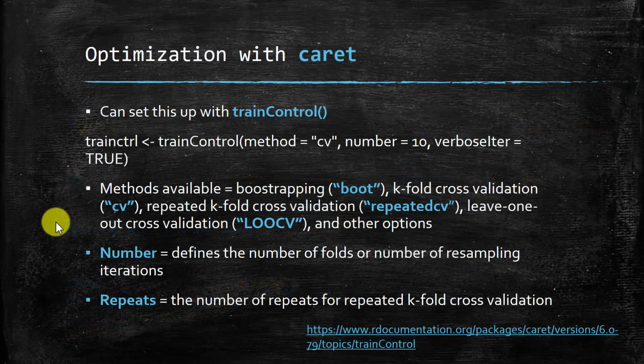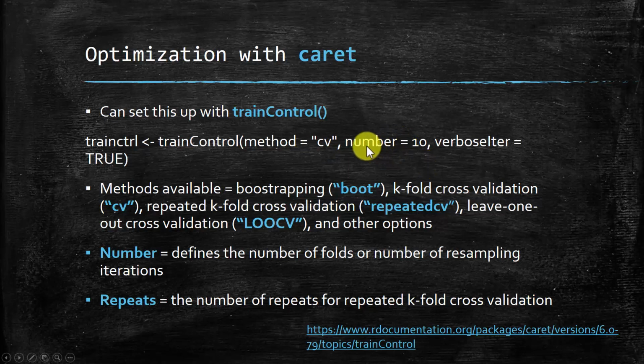Okay, so how do you do optimization with caret? This is built into trainControl, which I mentioned earlier. So you set this up within trainControl. If you set that to a variable, then you can call that in the model and use your training process there. So here's what a trainControl function would look like. Here I'm using trainControl as the function, and I'm saving it to an object called trainControl, which I could again call in the model later to actually do the optimization. The method is the method being used: cross-validation, bootstrapping, repeated cross-validation, and so on.